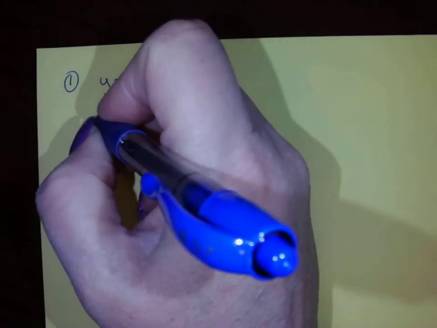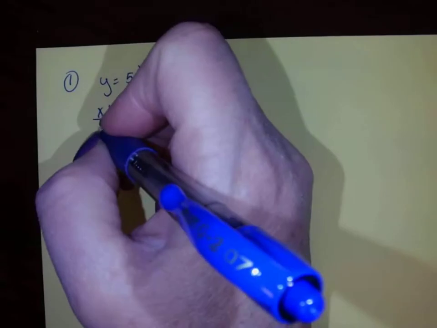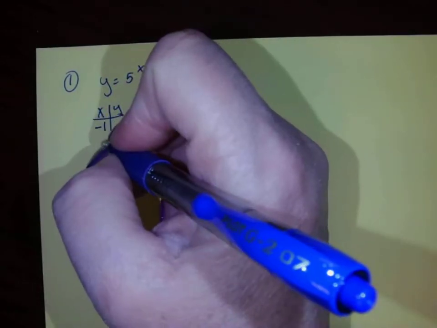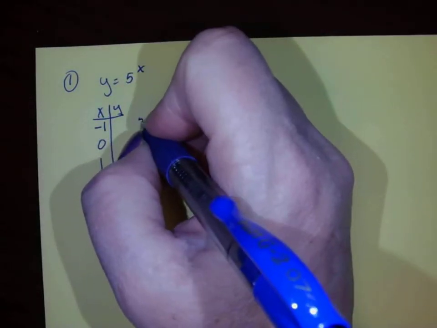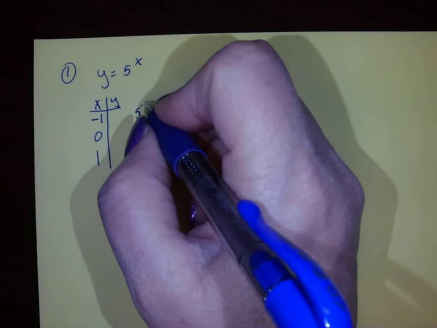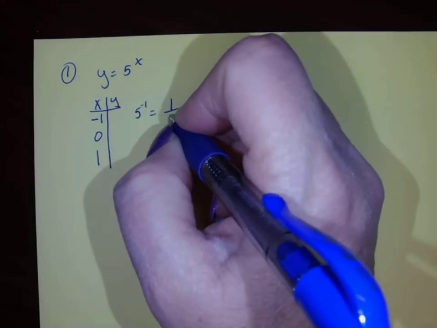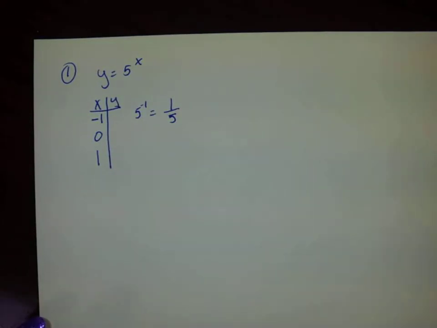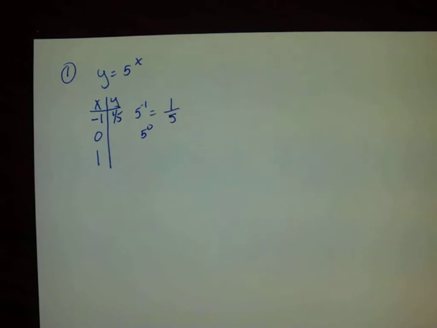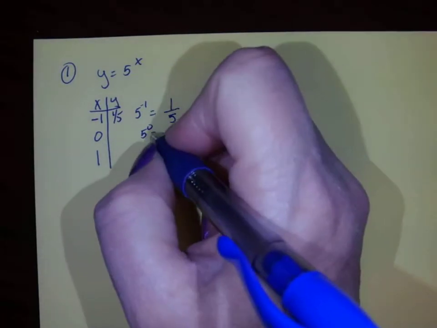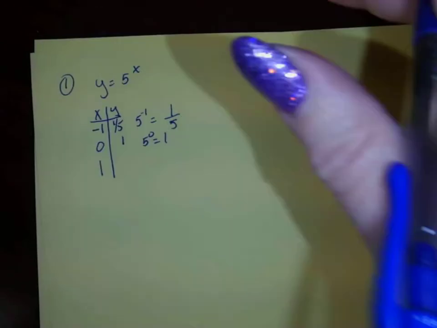So I'm going to make a t-chart for my x and my y, and I'm going to pick some simple numbers for x. I'm going to get -1, 0, and 1. So if we look at 5 to the -1, well, the negative exponent tells us we can actually move this down into the denominator, so it'll be 1 over 5 to the first power, which is just 1/5. And then 5 to the 0, anything to the 0 power equals 1. And then 5 to the first power will just be 5.